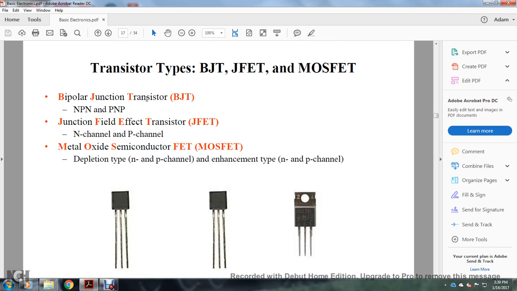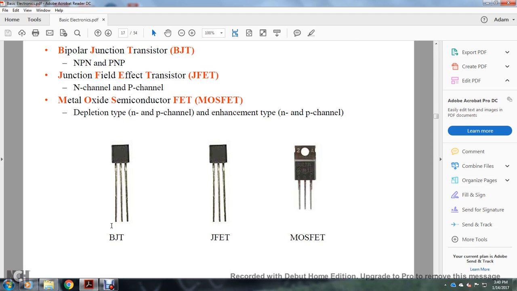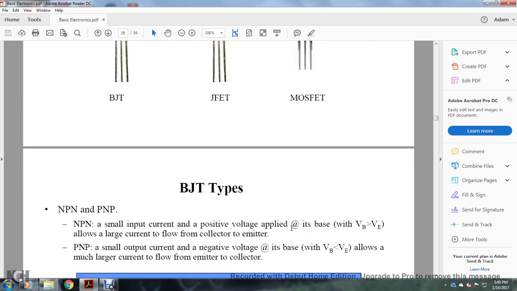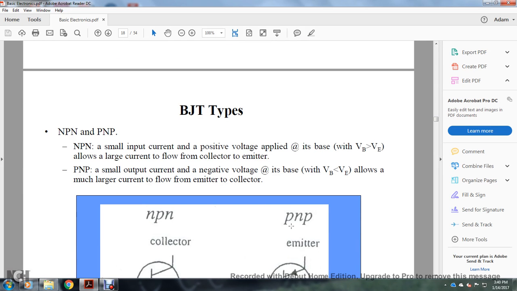Bipolar junction transistor, BJT: NPN and PNP. Junction field effect transistor, JFET: N channel or P channel. Metal oxide semiconductor field effect transistor, MOSFET: depletion type, with N and P channel, and enhancement type, with N and P channel. As you see, the bipolar junction transistor, the junction field effect transistor, and the MOSFET, metal oxide semiconductor field effect transistor. Alright, NPN and PNP.